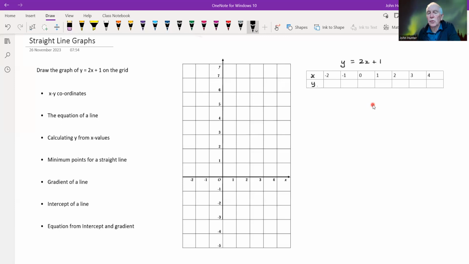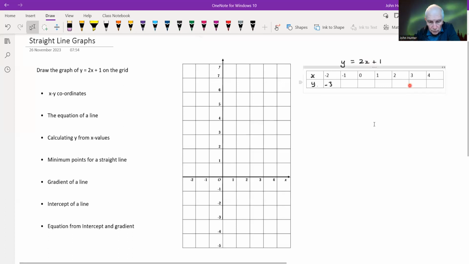let's just have a look at this. We're going to do our conversion. So for different values of x, we're going to find out the value of y. That's going to give us a point, and those points will be, by definition, on the line. So if x is -2, then what we've got is 2 times -2 plus 1. 2 times -2 is -4. Add 1 is -3. Okay, so when x is -2, y is -3.